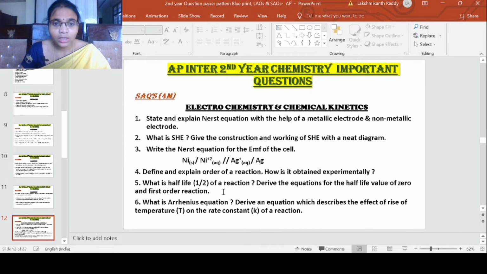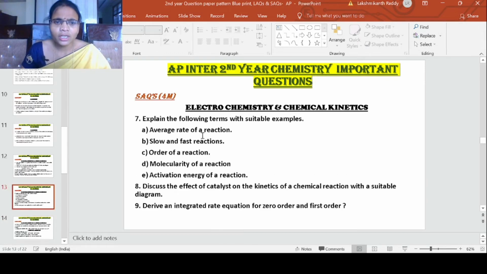Sixth question. Next, explain the following terms: average rate of a reaction, slow and fast reactions, order of reaction, molecularity of reaction, activation energy of a reaction. Okay. So next, discuss the effect of catalyst on the kinetics of a chemical reaction with a suitable diagram. Means effect of catalyst on the rate of a reaction. Derive the integrated rate equation for zero order and first order.